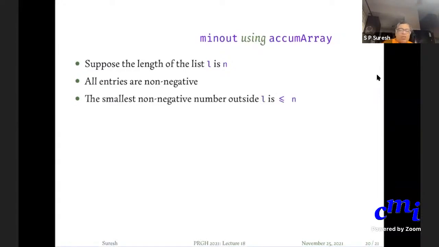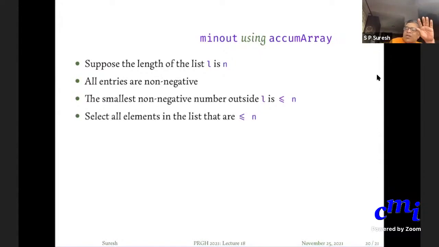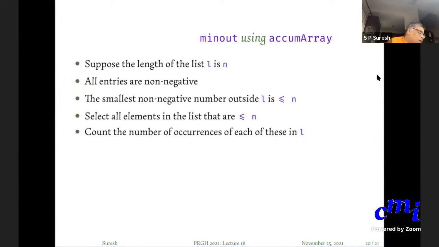Again, use this observation that the smallest non-negative number outside L is less than or equal to n. So basically what you do is take your original list, select all elements that are less than or equal to n. Okay. And now try to do the counts. How many times do they occur in the list? You know that if the count is 0, then that does not occur in the list. So you have to report the minimum thing whose count is 0. That's all. So count the number of occurrences of each of these elements in L and report the minimum element.